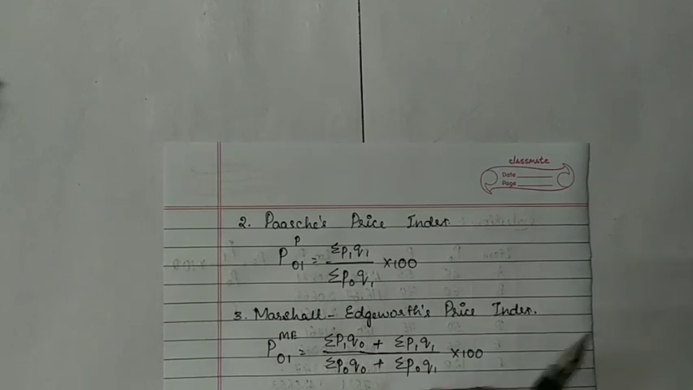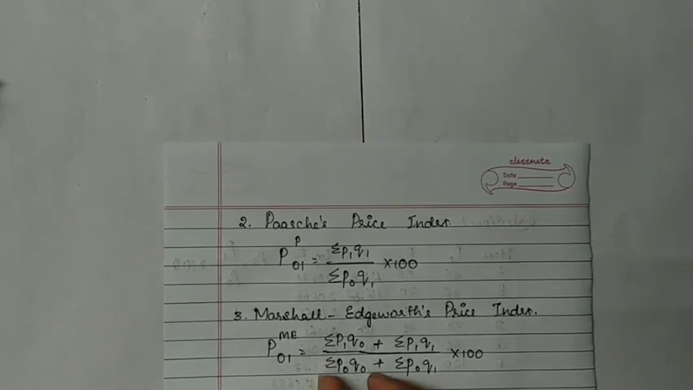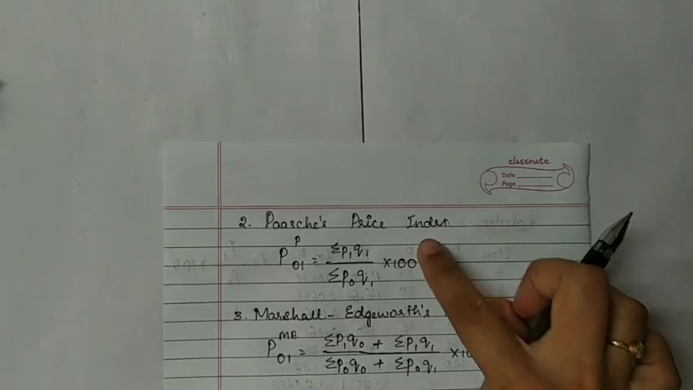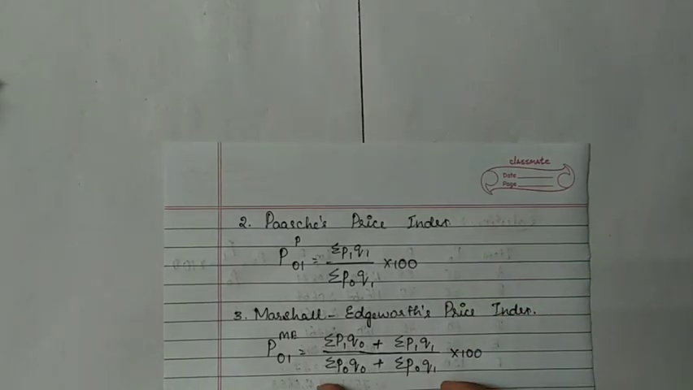So if you see the first part, that is summation P1 Q0 divided by summation P0 Q0. This is of first type, isn't it? Laspeyres. And the second part is of Paasche, isn't it? So here both are combined. This is about Marshall and Edgeworth price index.